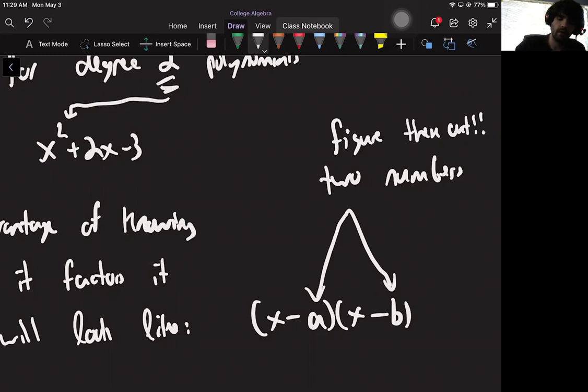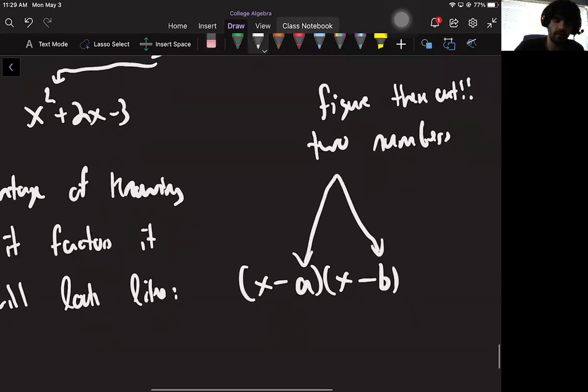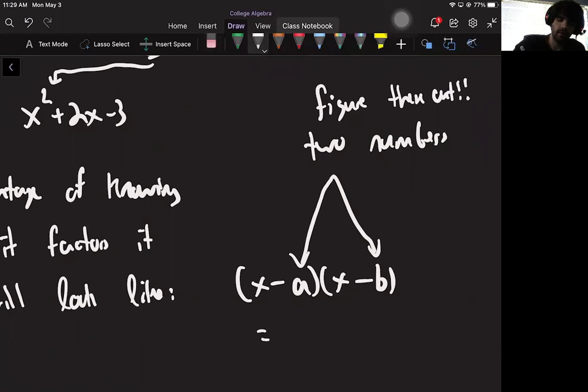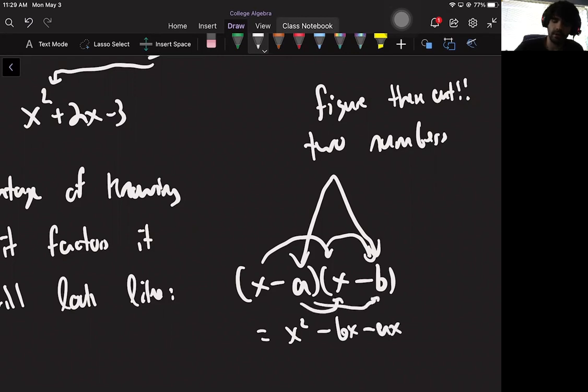And how do we figure them out? Well, we have to think about what would happen if I multiply this together. I'm going to get x squared, x times x is x squared. And then I'm going to get x times negative b is negative bx. And then I'm going to get negative ax when I multiply these together. And then I'm going to get positive a times b.